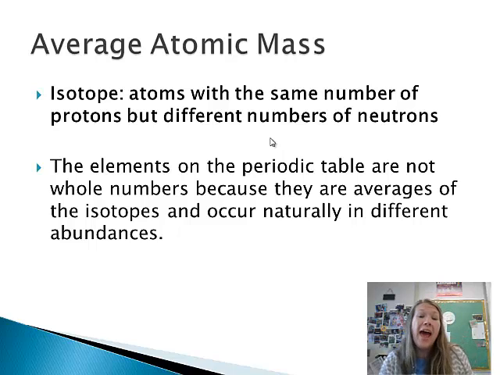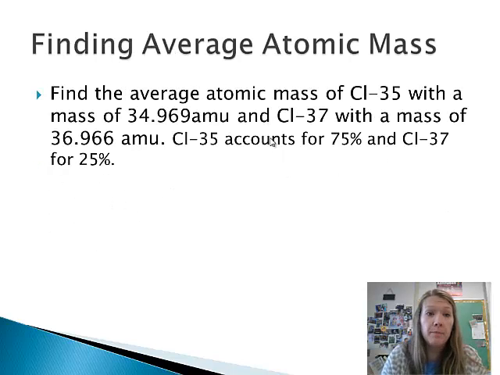Now, as you've noticed, the elements on the periodic table are not whole numbers. And that's because they are averages of the isotopes that occur naturally in different abundances. So just like when you're thinking about your grades, in some classes your grades are weighted, so your tests and quizzes are worth more than your homework assignments. The same thing is true for the different isotopes on the periodic table. An isotope that occurs more often is going to be weighted more than an isotope that does not occur as often. In the next example, you're going to see what I mean, okay?